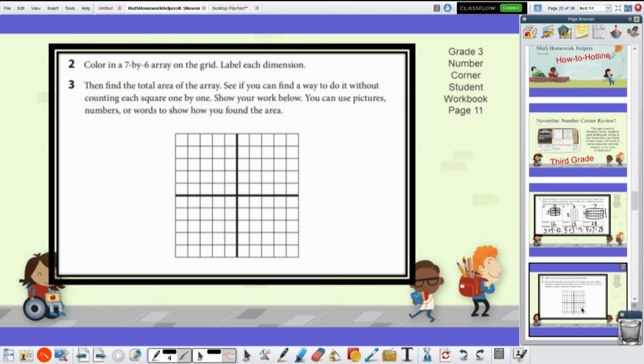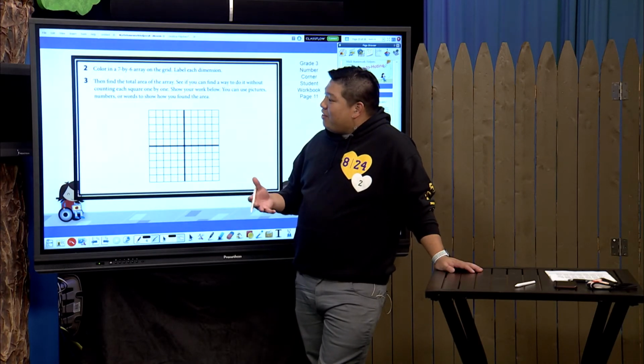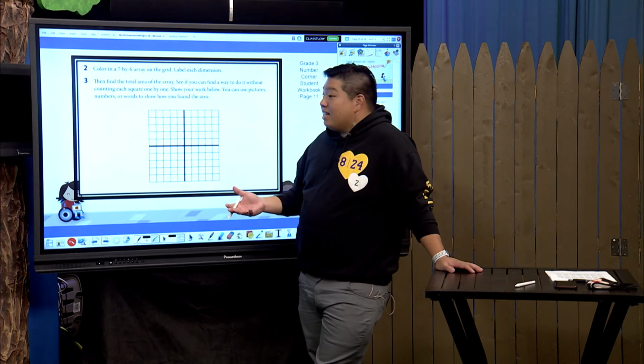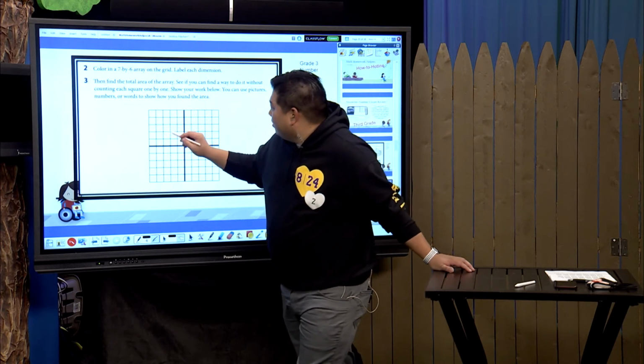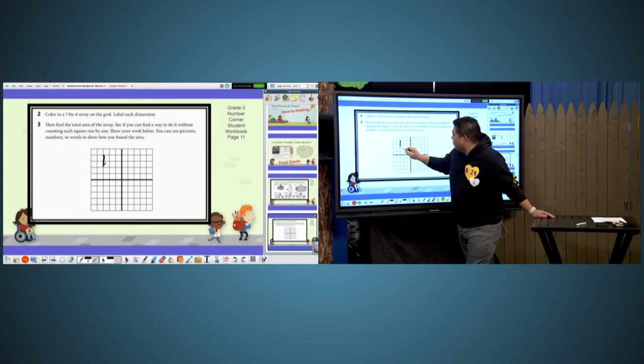Oh boy, this looks crazy. Number 2 says color in a 7 by 6 array on the grid. Label each dimension. All right, we could use exactly the same strategies that we did last time. If we have 7 by 6, let's say it's 7 rows. Let's start here and give ourselves a good amount of space. Count with me, Max? 1, 2, 3, 4, 5, 6, 7.